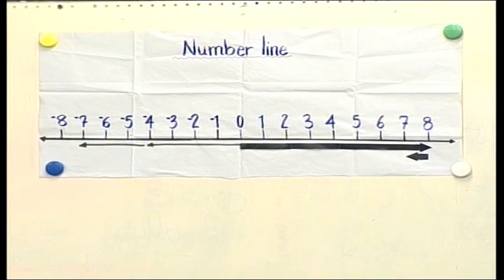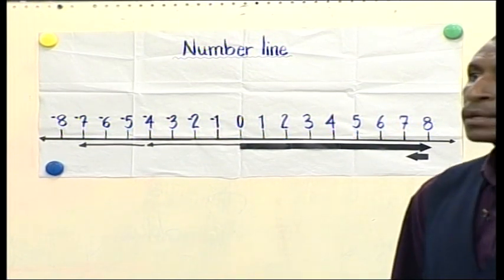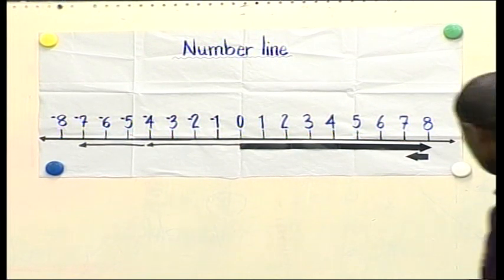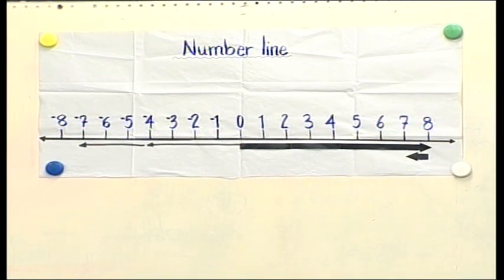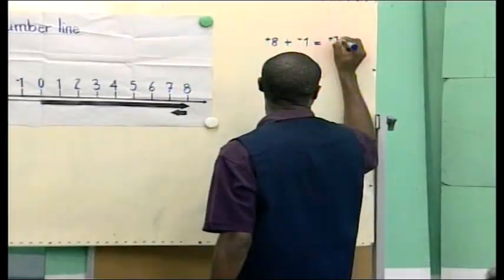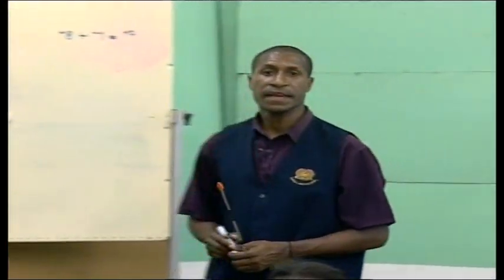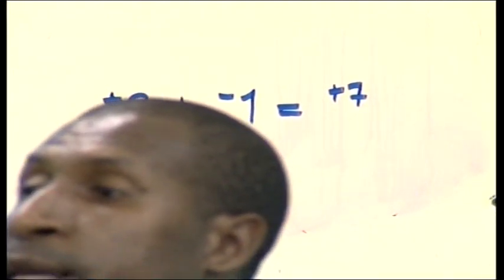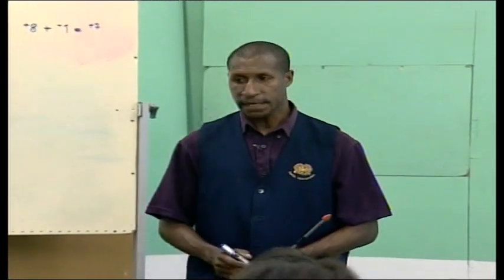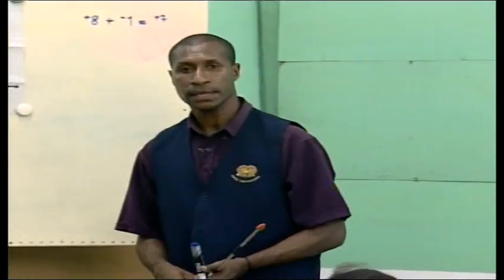So what is the answer? The answer is positive 7. So if the answer is positive 7, 8 degrees Celsius above negative 1 degree Celsius is 7 degrees Celsius.